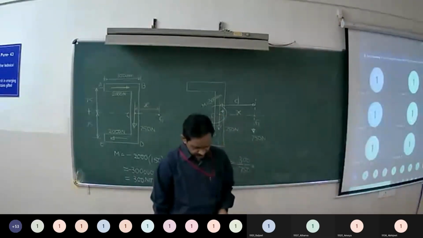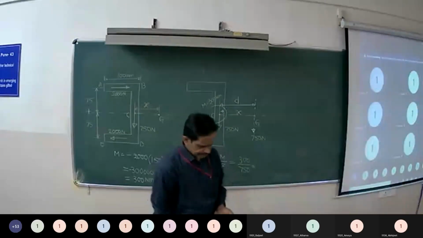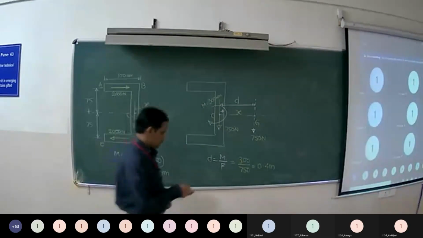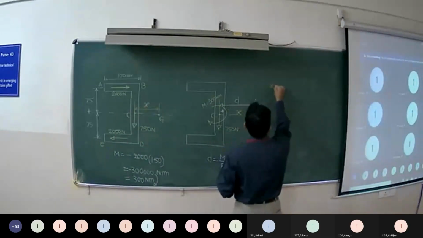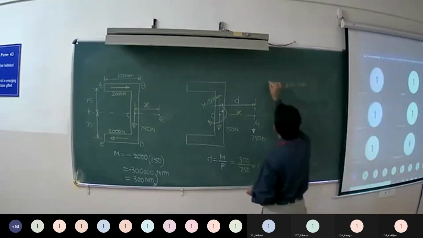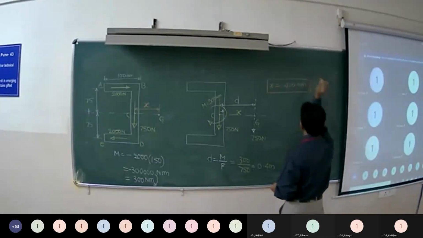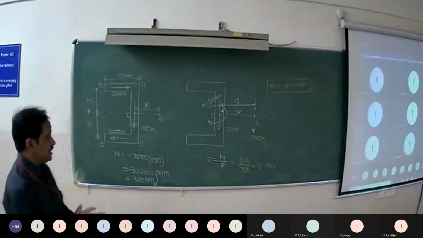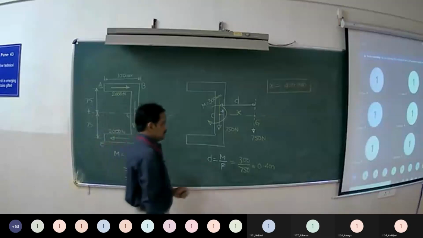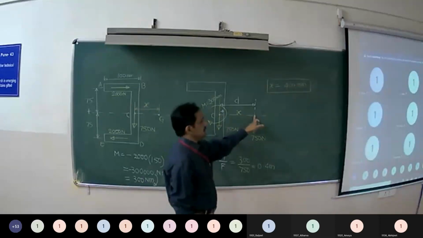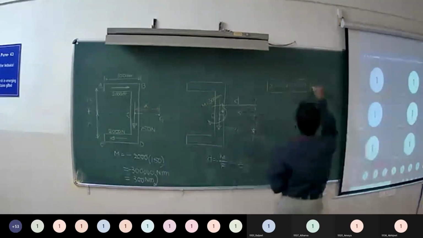It is 0.4 meters. Right? So x is equal to 400 millimeters. So the resultant of the given system is 750 Newton, which is acting at a distance of 400 millimeters from point C. So this is our answer.